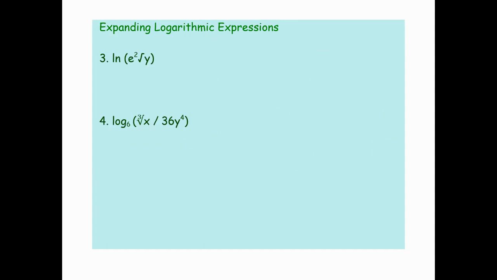All right, let's take a look here. We have the natural log of e squared times the square root of y. So always separate your multiplication if you can. Since this is being multiplied, I have the natural log of e squared plus the natural log of the square root of y.